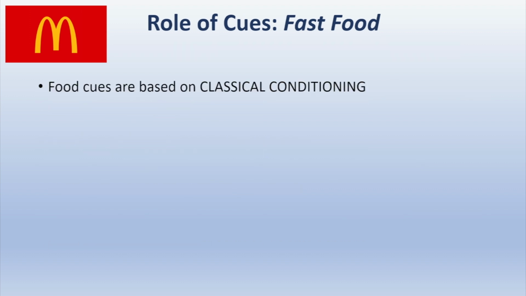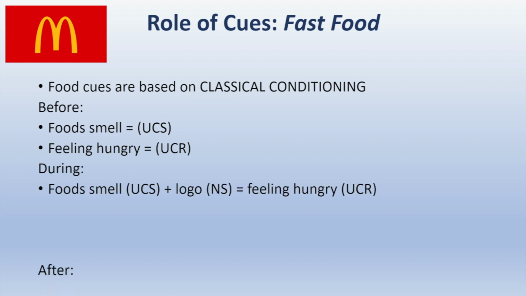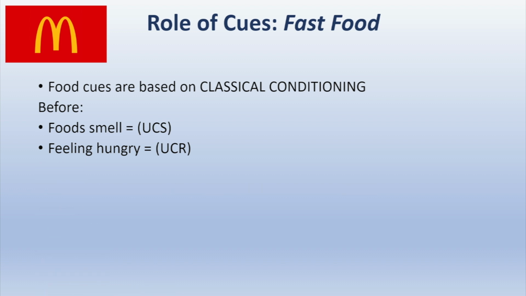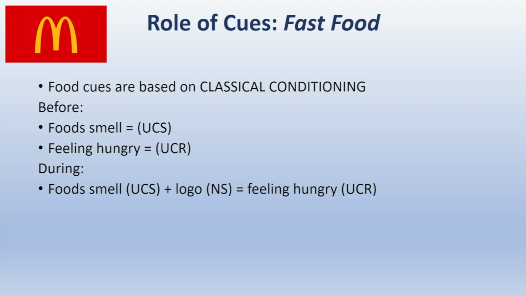Okay, the next one. We don't need to necessarily write this down, but just to give you a bit more information on how it would work in terms of classical conditioning. So before, the food smell would be the unconditioned stimulus and feeling hungry would be the unconditioned response. You then put the smell with the logo and that makes you feel hungry. And then the logo makes you feel hungry. You don't necessarily need to write that down, but it's a bit of a recap.